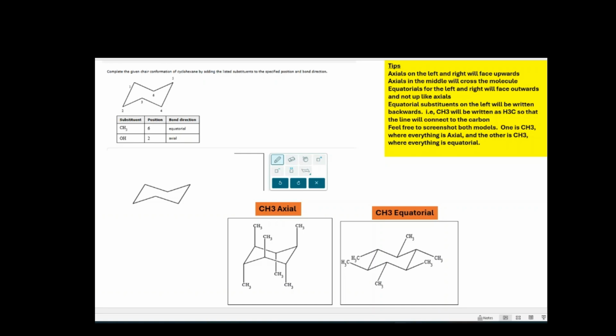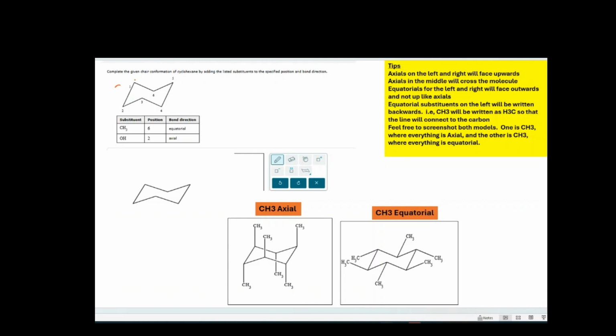Next up, I'm going to show you how to solve the ALEKS problem, cyclohexane substituents. What ALEKS is going to ask us here is: complete the given chair conformation of a cyclohexane by adding a listed substituent to the specified position and bond direction. So what ALEKS is going to do is show us a cyclohexane. Let me go to my marker real quick, this structure here.